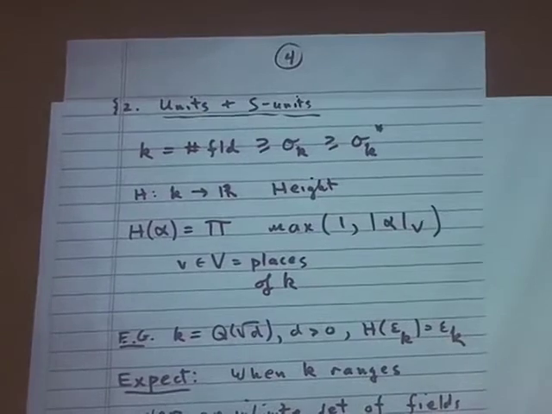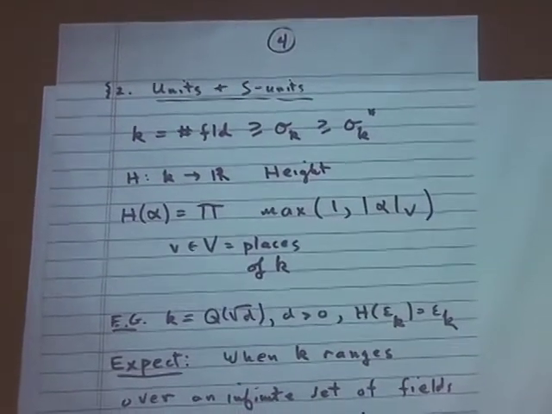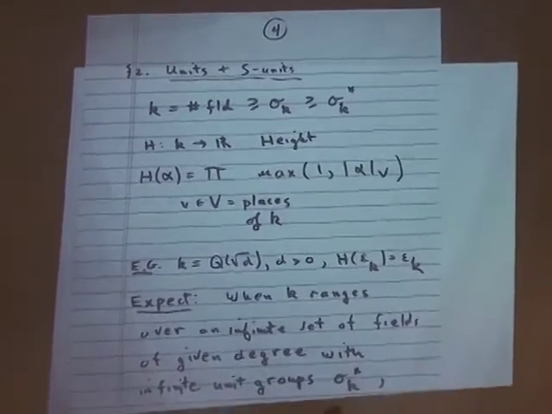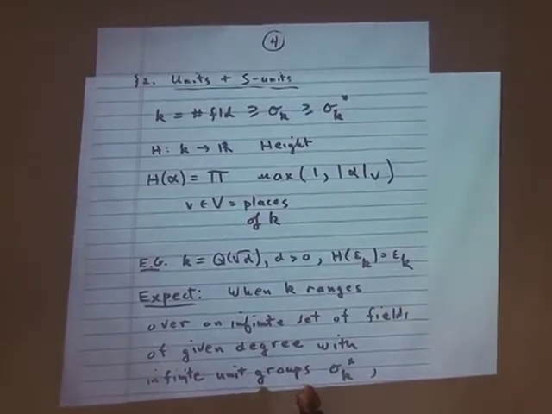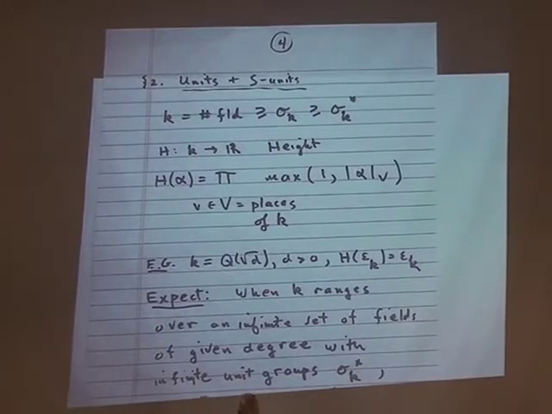Okay, so we've been talking about the units of number fields. K is my number field. O sub K is the integers. O_K star is the unit group. And the question is, how do you measure how big an element of the field is? And the standard method is the height.